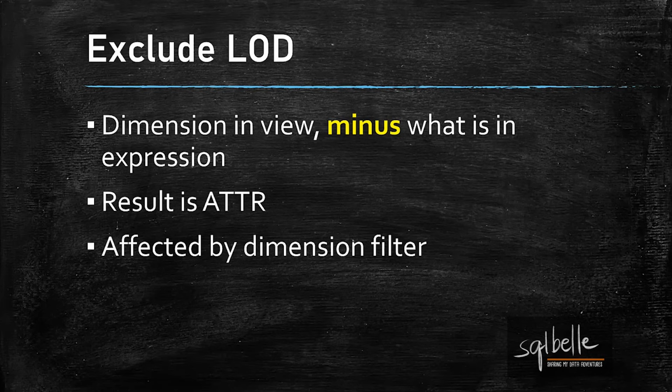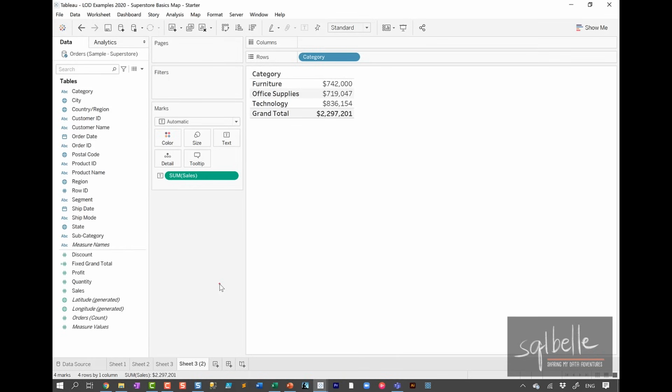The exclude LOD respects and recognizes all of the dimensions that are in the view, but removes the dimensions that are found in the expression from its calculation. The result of an exclude LOD is not a scalar value. It will return its result as an ATTR, and this is an aggregated value. The ATTR, or the adder function, is an aggregation function. We'll cover this in a future video. The other thing to note is that exclude LODs are affected by dimension filters. Remember the order of operations. Let's jump to Tableau and take a look at how exclude LODs work.